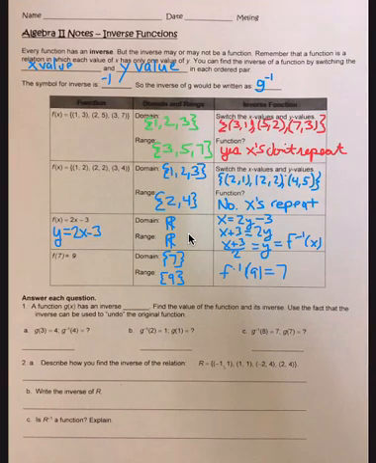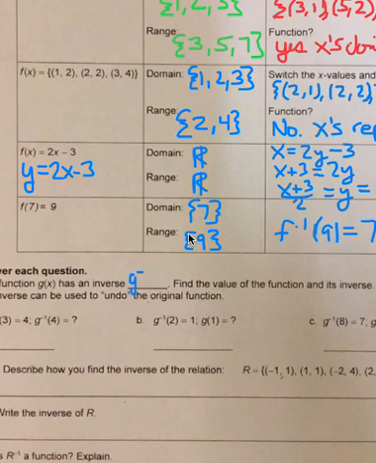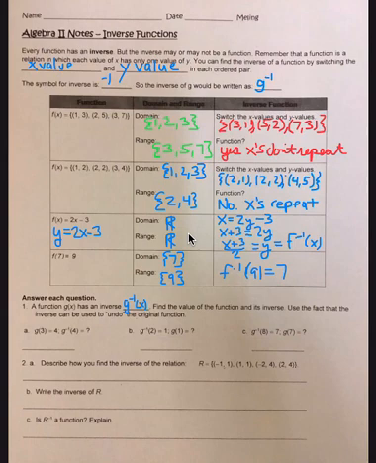Alright, so moving forward, we want to answer each question. A function g of x has an inverse called g inverse of x. Find the value of the function and its inverse. Use the fact that the inverse can be used to undo the original function. So if g of 3 is 4, then g inverse of 4 has to be 3. If g inverse of 2 equals 1, then g of 1 equals 2. If g inverse of 8 is 7, then g of 7 is equal to 8.